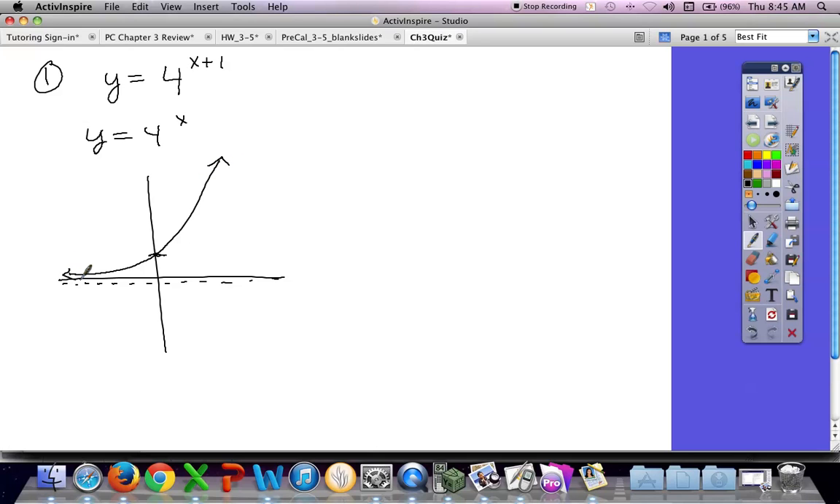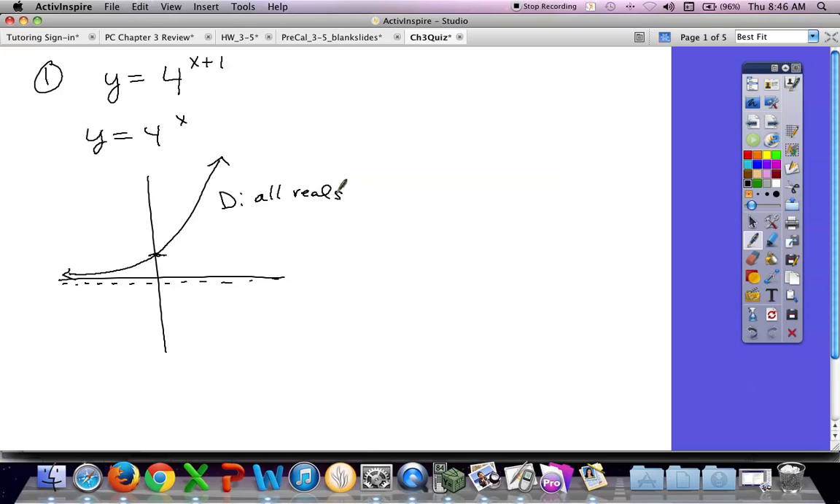Okay, the domain of that function is all real numbers, right? There's nothing that you cannot plug in for x in an exponential function, nothing that makes it undefined. So we say that the domain is all reals, or you could say negative infinity to infinity, something like that.